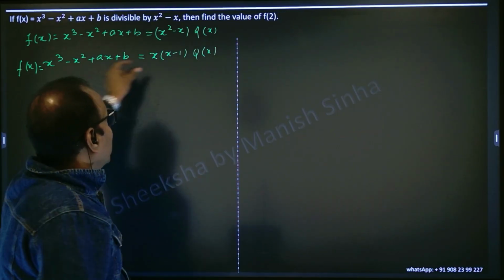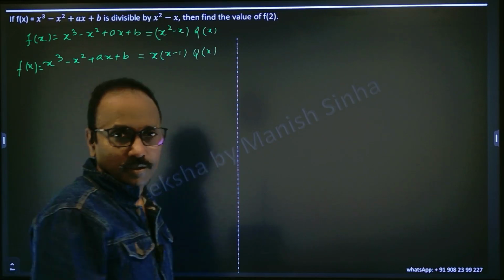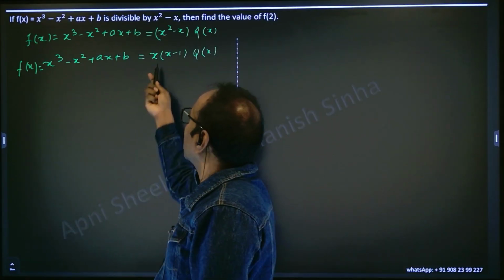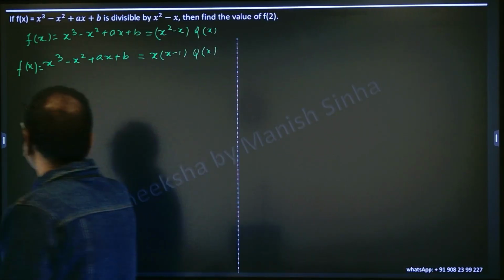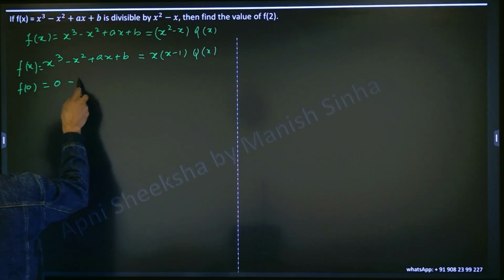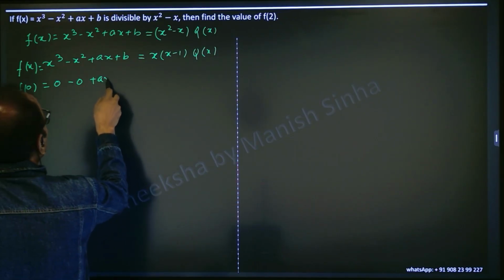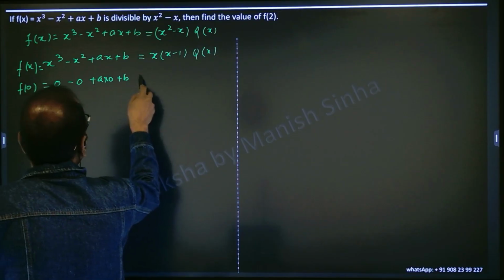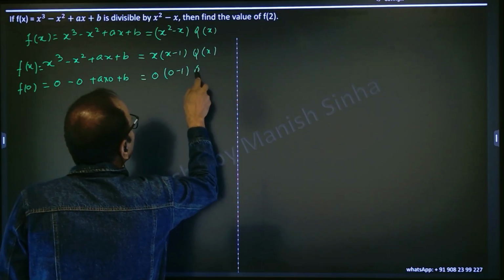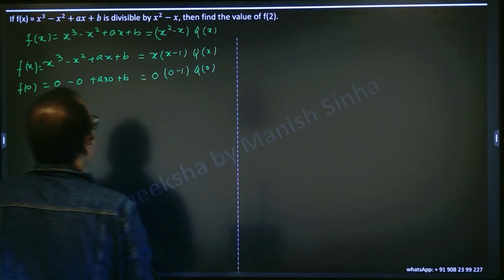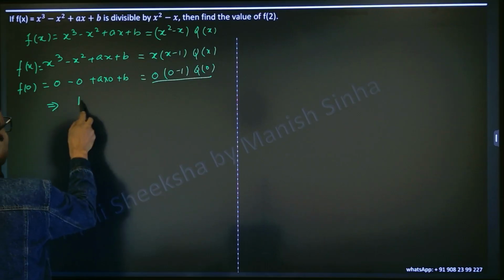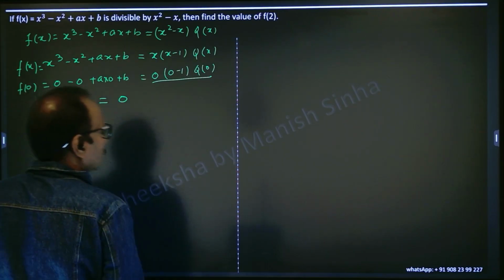So what will be the value of this function when we put x equal to 0? So we can write like this: 0 minus 0 plus a into 0 plus b. On the right side, it is 0 into 0 minus 1 into q(0), so this is 0. Therefore our b will be equal to 0.